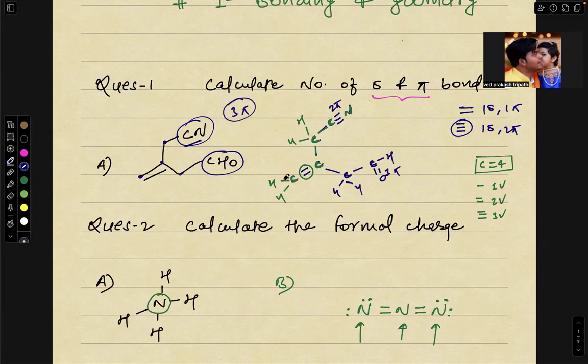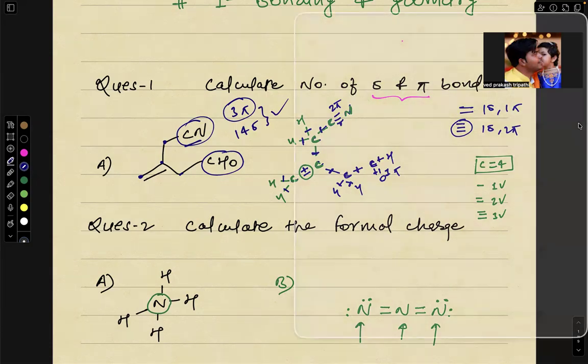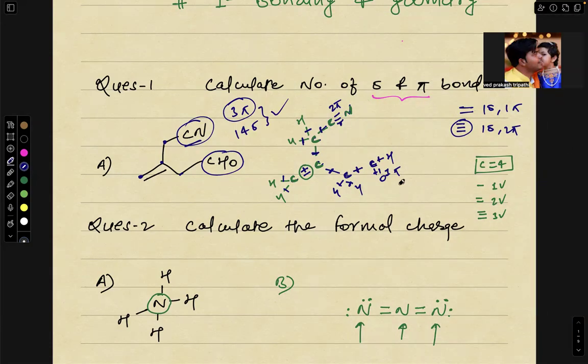And the number of sigma, how much? 1 sigma, 2 sigma, double bond has 1, 3, 4, 5, 6, 7, 8, 9, 10, 11, 12, 13, 14. So we have 14 sigma and 3 pi. Any doubt, please tell me with this question. Please tell me very quickly. Any doubt about the very first one? It's very simple.